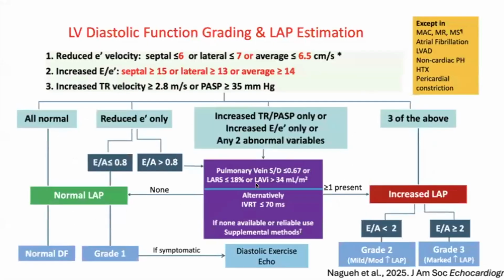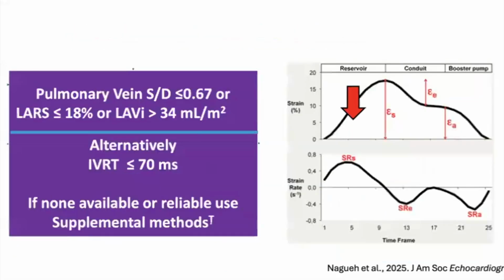So I'm sure everybody has seen this at some point recently, but this is, you know, the central figure from the most recent diastolic function assessment guidelines from the ASE from June of just this year. And as you can see, left atrial reservoir strain is one of the proposed mechanisms to quantify left atrial pressures and then subsequently categorize the severity of diastolic dysfunction. They use a cutoff of 18%, which is what is borne out in most of the literature.